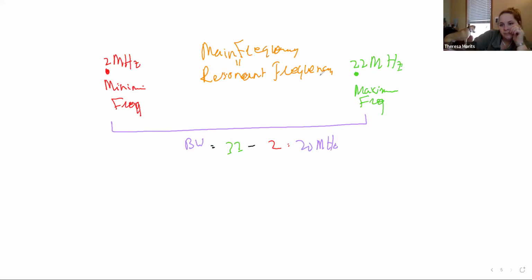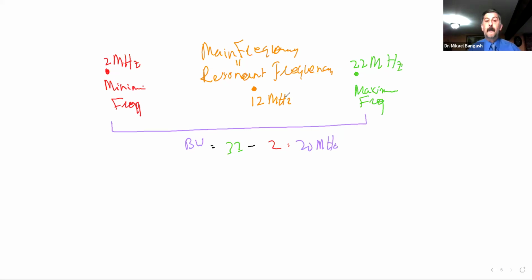Yes. Good. So main frequency can also be referred to as a resonant frequency. It doesn't necessarily have to be in the middle, but exactly in between the frequencies of your bandwidth. But just for this case, we can say our main frequency is 12 megahertz. So that's the main frequency of the transducer, what we call the resonant frequency of the transducer.